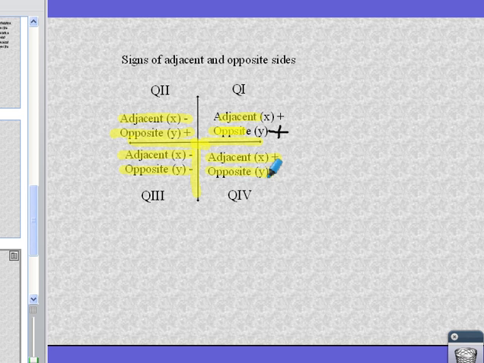So this should help you have an idea of what your opposite and adjacent signs are, and therefore what the signs of your trig ratios should be. Notice in quadrant 3, your tangent and cotangent will be positive because you'll have a negative over a negative. So that's something to keep in mind. It's a mistake I see a lot of times: students forget that.